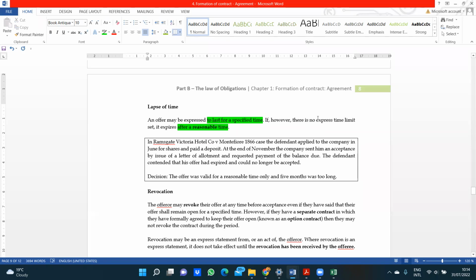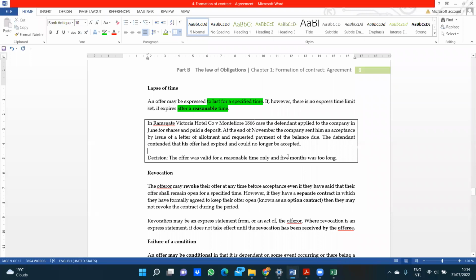In Ramsgate Victoria Hotel Company vs Montefiore, an 1866 case, the defendant applied to the company in June for shares and paid a deposit. At the end of November, the company sent him an acceptance, a letter of allotment, and requested payment of the balance due. The defendant contended that his offer had expired and could not be accepted.